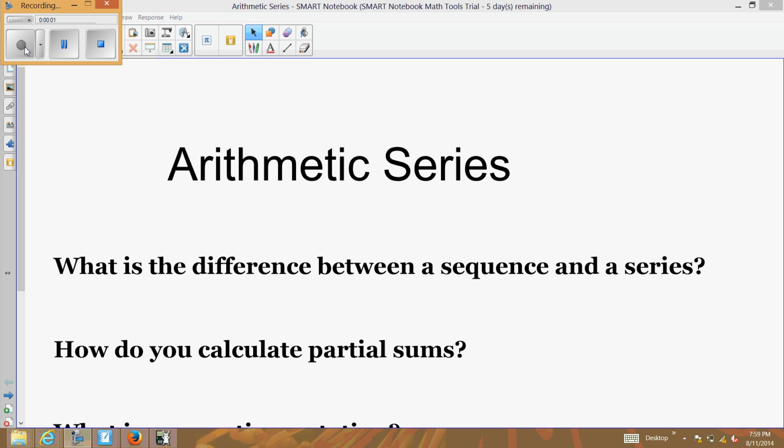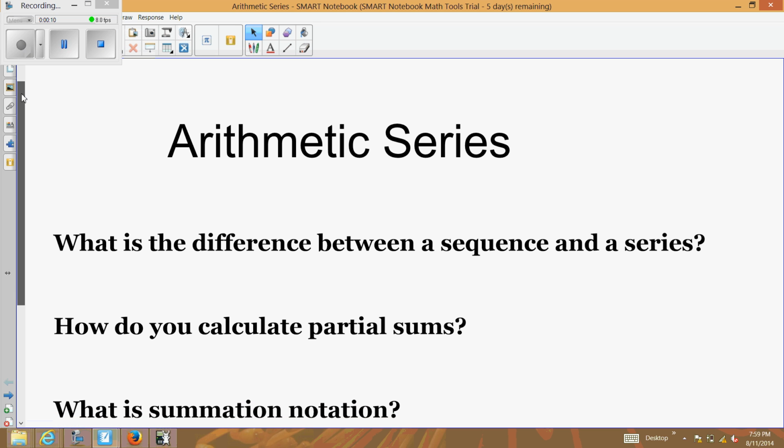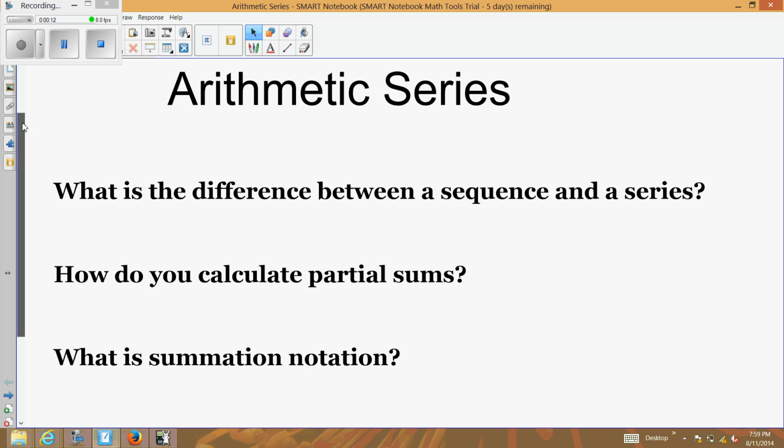Today, we're talking about arithmetic series. And what I want you to notice or think about while we're talking is what's the difference between a sequence and a series, and how do you calculate partial sums, and what is summation notation?